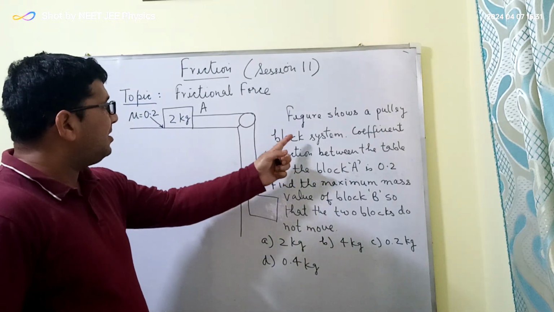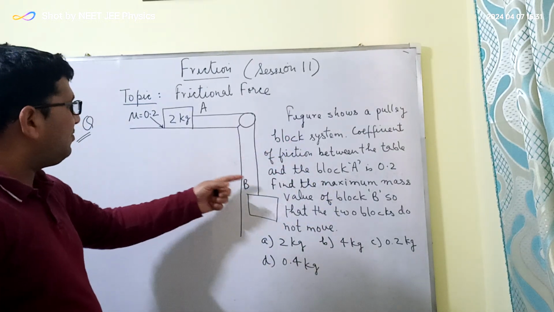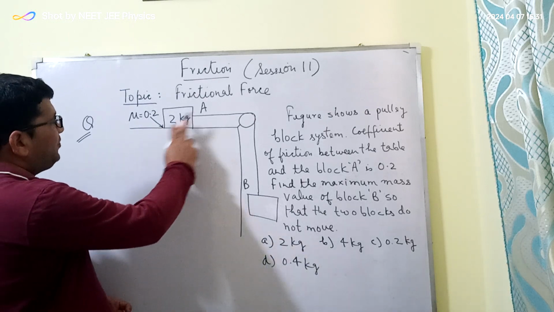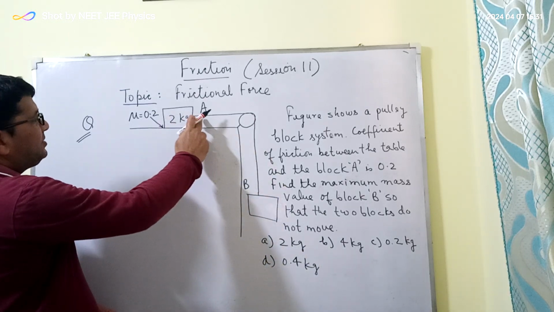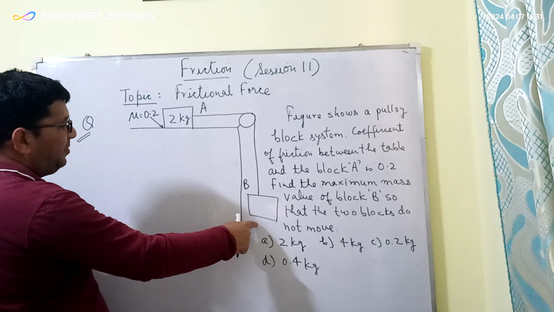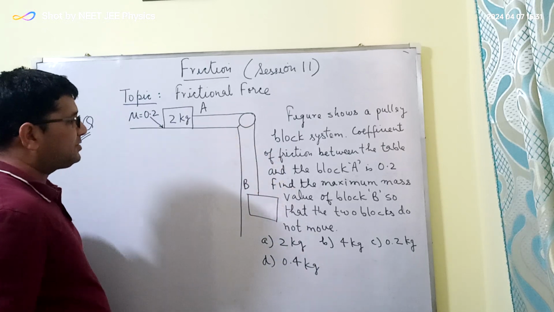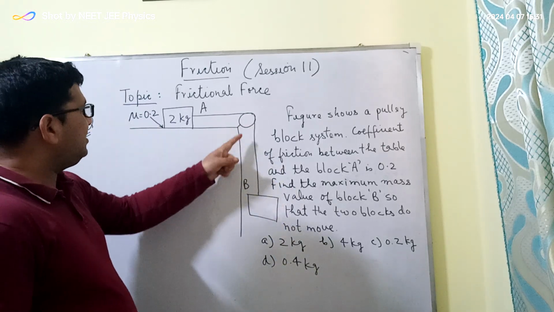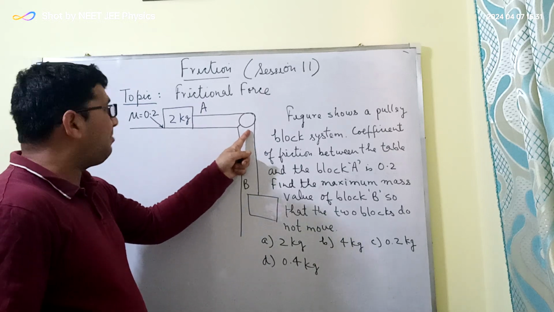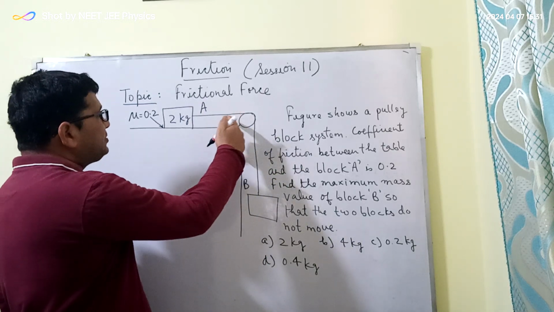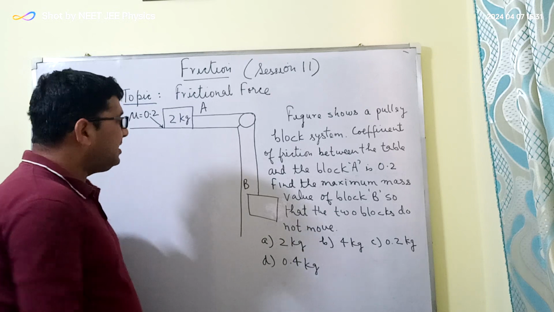This question says that the coefficient of friction between a table and this block A. So this is a table, and this is a block A, and this is a block B, and these two blocks are connected through a frictionless and massless pulley. This string is also considered to be massless and inextensible.